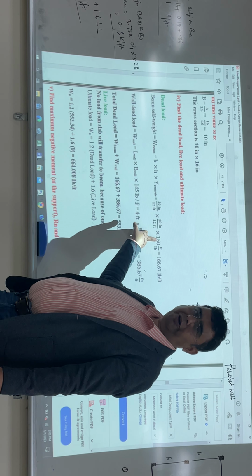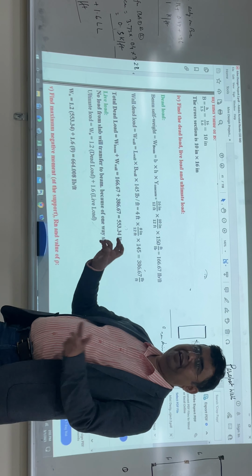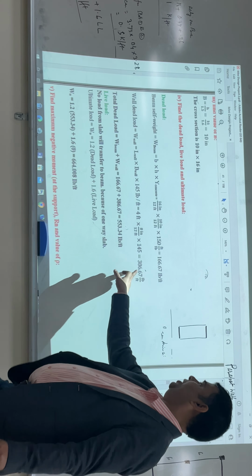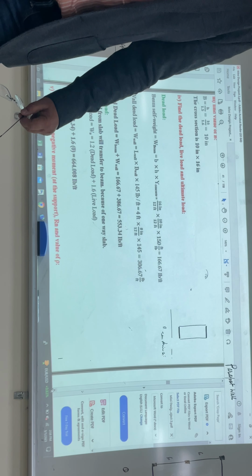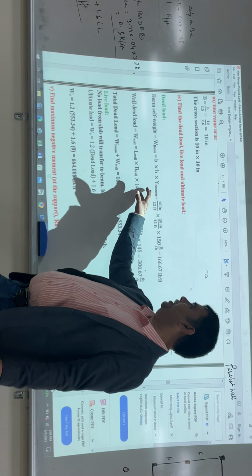Concrete density is 150, but the block density is 145, a little bit less because the block is hollow inside. So that is why the load is coming like this. Then he calculated the total dead load, the beam and the wall. He has not considered the slab because he is designing this beam, so only the self weight plus wall load.